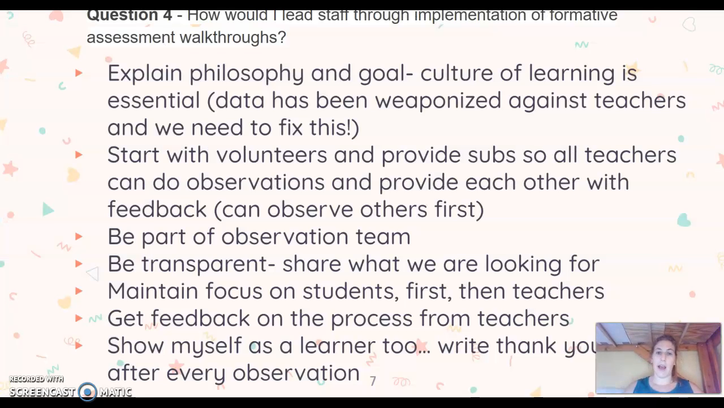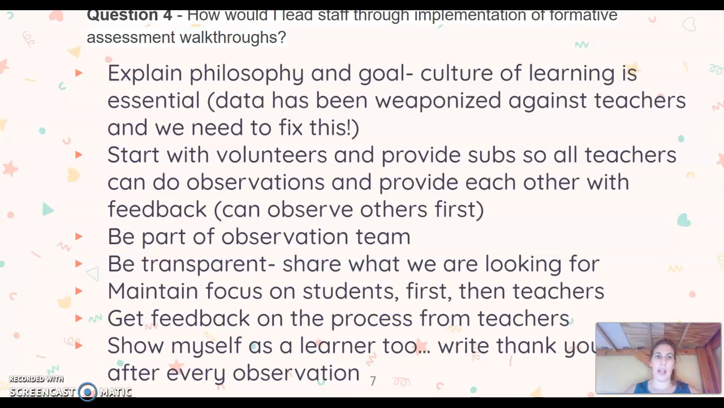standards. So how would I lead staff through implementation of formative assessment walkthroughs? I always think it's important to explain the philosophy and the goal. As a leader, part of my job is to build that culture of learning. I know in my district in the past, data has really been used as a weapon against teachers. We need data, data is our friend, but it can't be used just to call people out and shame them. It needs to be, well, look at this data, now what?